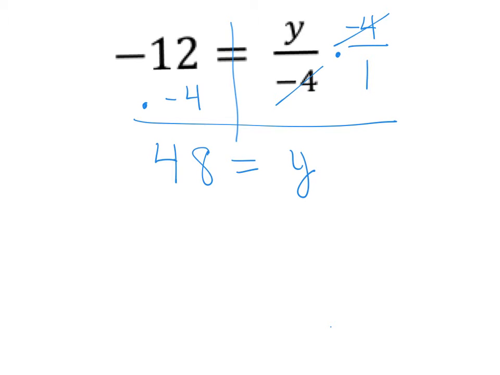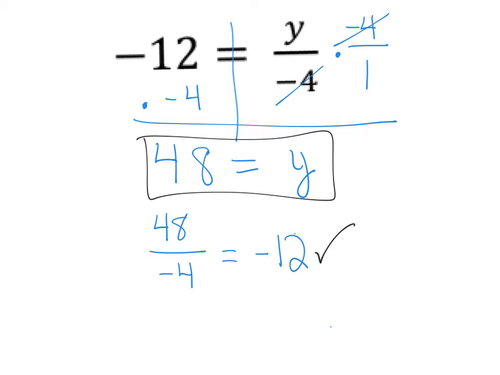And then negative 12 times negative 4 will give me a positive 48. So now we're going to check our answer. So 48 divided by negative 4, if I work that out, I'll get negative 12, and that is our answer. So we worked it correctly. So positive 48 is our answer.